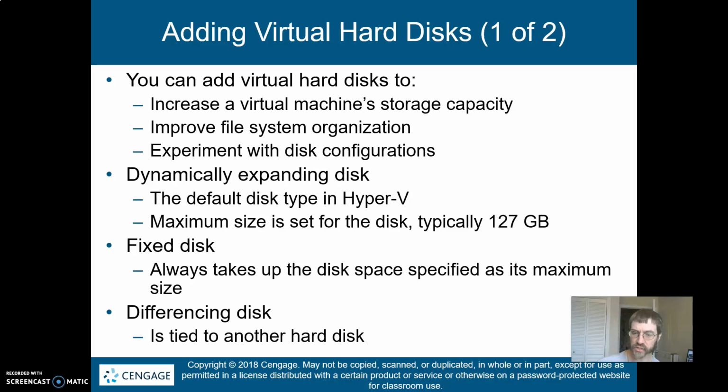With a fixed disk, you're going to set that size immediately, because a fixed disk, a thick provision disk in VMware terms, will allocate the entire space initially. There's another option, a differencing disk, which is basically tied to another hard disk. It's a bit like a linked clone, really.